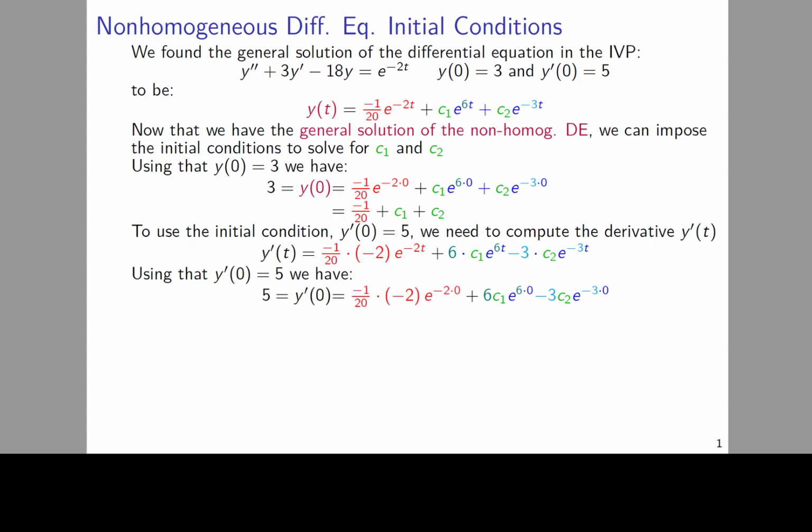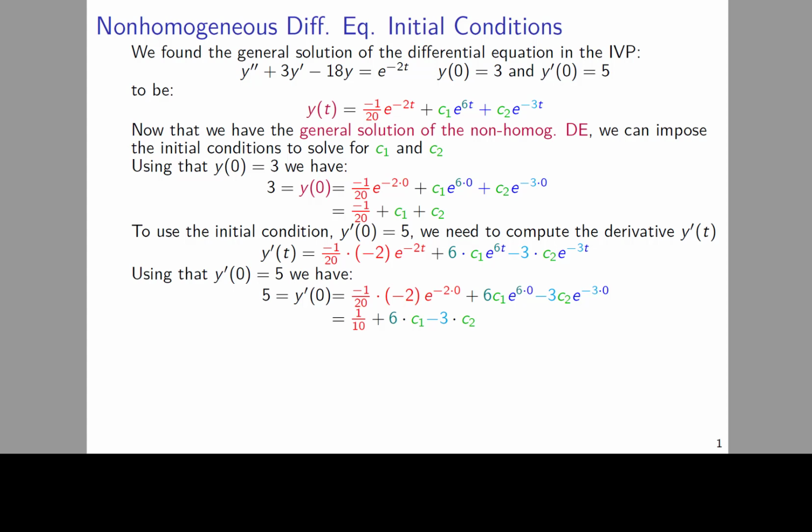Evaluating this at 0, we have on the one hand that y prime of 0 equals 5, while on the other hand, y prime of 0 is negative 1 over 20 times negative 2 e to the negative 2 times 0, plus 6c1 e to the 6 times 0, minus 3c2 e to the negative 3 times 0. And again, using that e to the 0 is 1, this simplifies to 1 over 10 plus 6c1 minus 3c2.